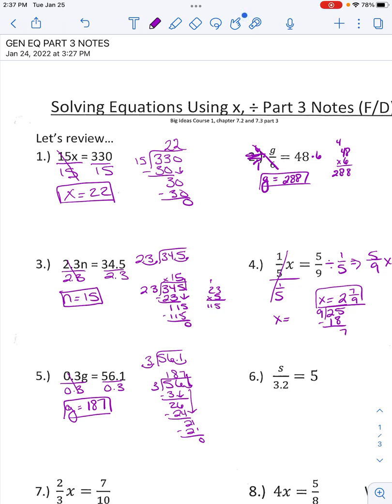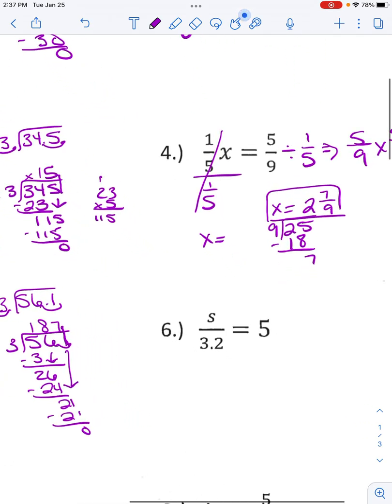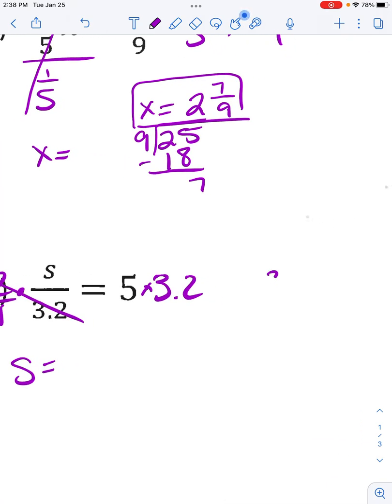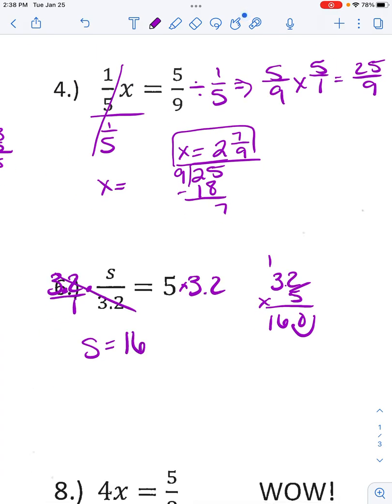All right, let's start looking at number 6. Now it says some number divided by 3.2. To solve a division equation, we're going to use the inverse. The opposite of dividing by 3.2 would be multiplying by 3.2. Okay, so you'll get your S by itself. Remember, the longest digit goes on top. And then you count the numbers to move your decimal back in. So S is 16.